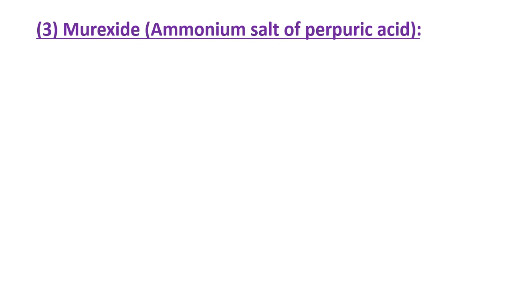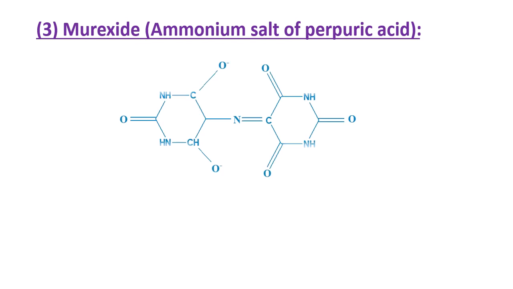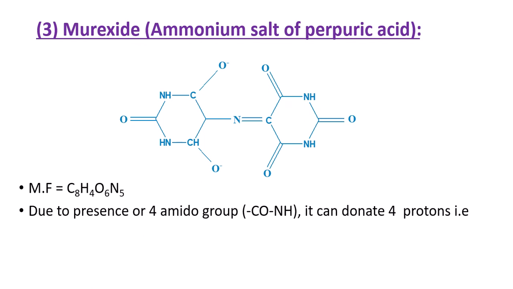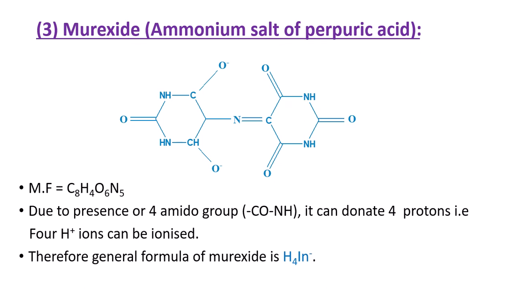Third is Murexide, or it is known as the ammonium salt of purpuric acid. Molecular formula C8H4O6N5. This is the structure, and here we see the presence of 4 amido groups, that is CONH, and hence it has 4 ionizable H+. 4 protons can be ionized. So the general formula is H4In-.